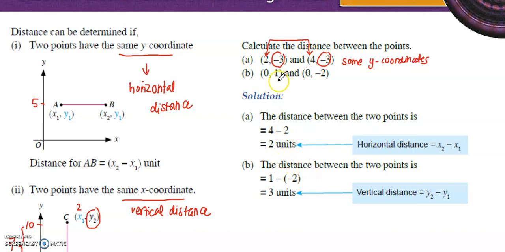Okay, B pula, kita tengok pada coordinates dia, we have 0, 1 and 0, negative 2. The 0 here refers to the same x coordinates. So what we have to do is we just take the y coordinates and then we minus. 1 minus negative 2 is equal to 3 units. That is for the vertical distance.